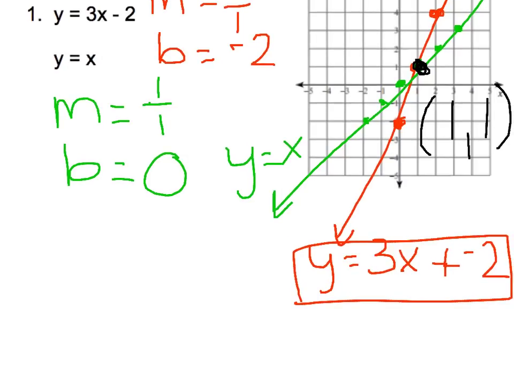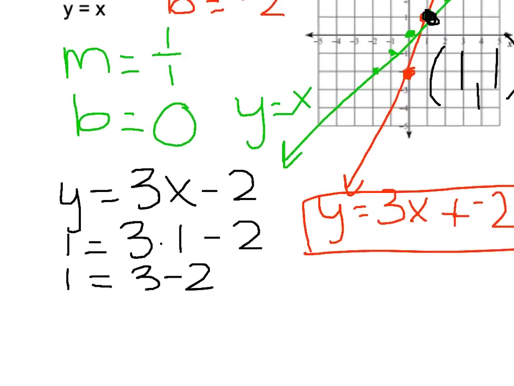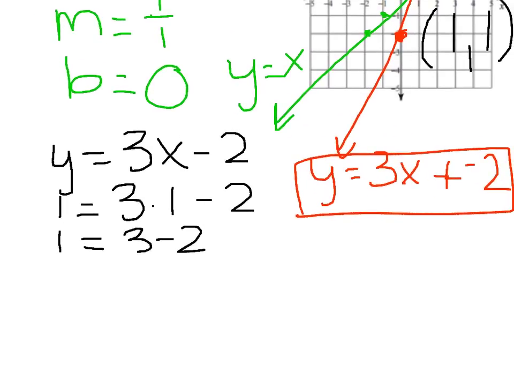So I'm going to plug (1, 1) into y equals 3x minus 2. So I'm going to plug 1 in for y and 1 in for x. So I get 1 equals 3 minus 2, which is a true statement because 1 does equal 3 minus 2, which is 1. Now what this tells me is that this ordered pair here is a solution to the first equation. And I can prove that because there's my work.